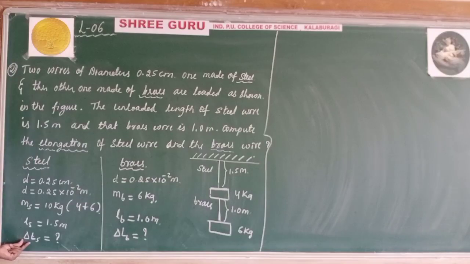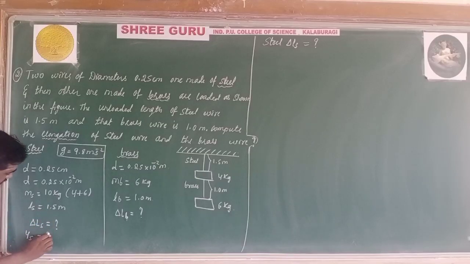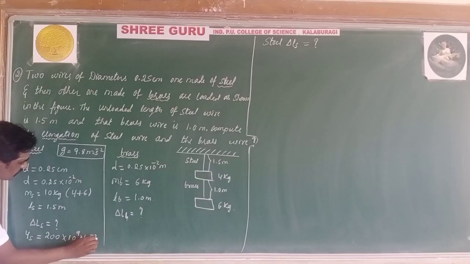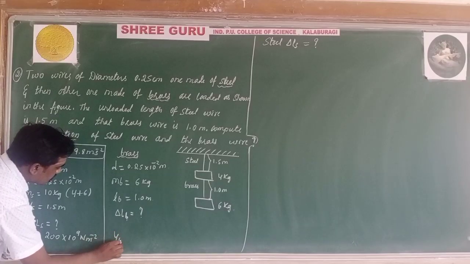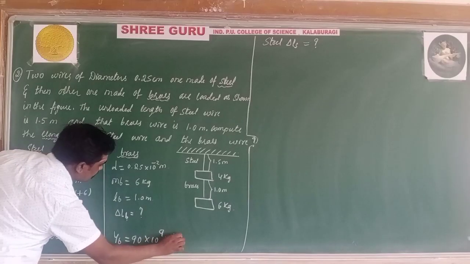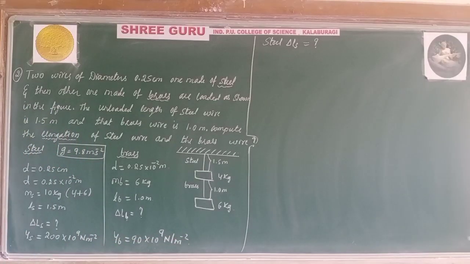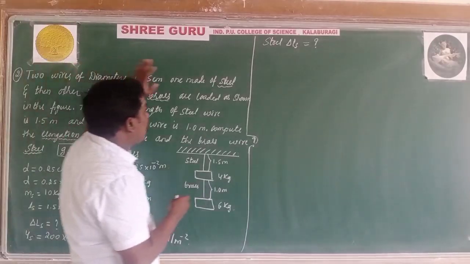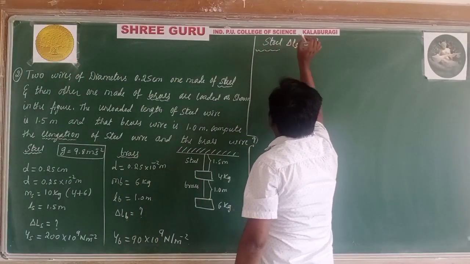First I am going to solve delta LS for the steel rod. First, Young's modulus value for steel is 200 into 10 to the power of 9 Newton per meter square. And Young's modulus for brass is 90 into 10 to the power of 9 Newton per meter square. These are the given values. If they are not mentioned, you just remember these values very clearly, and they will help us to calculate for particular values. Now first find the Young's modulus for steel.